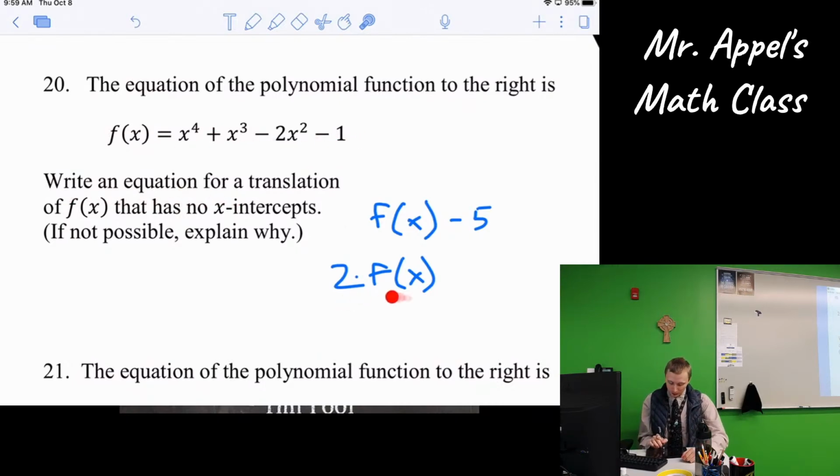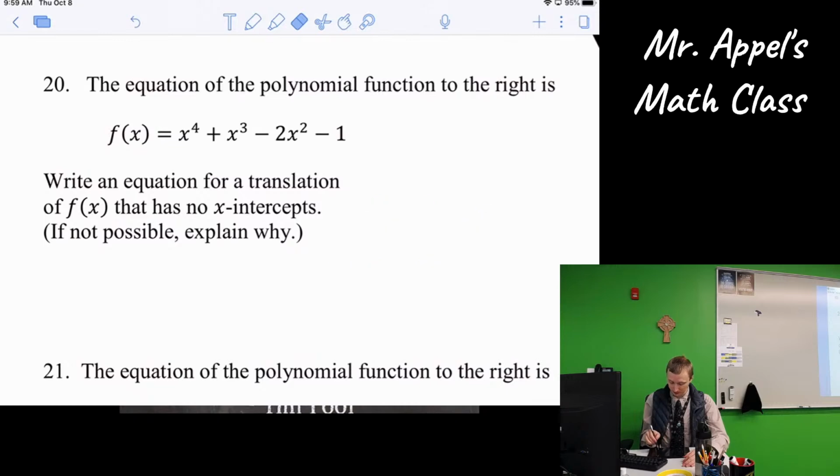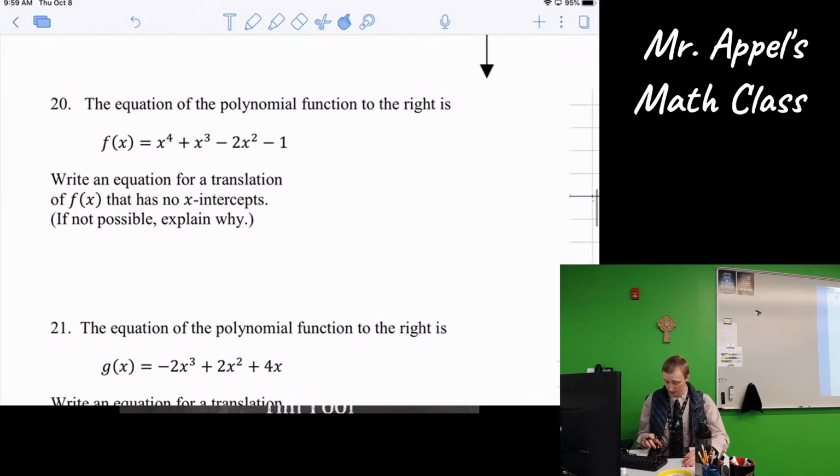Okay, if I multiply the whole thing by 2, then I'm going to stick this in parentheses, multiply by 2, and start distributing, right? Spoiler alert, that's not the answer here. That's what I recommend you do for that.